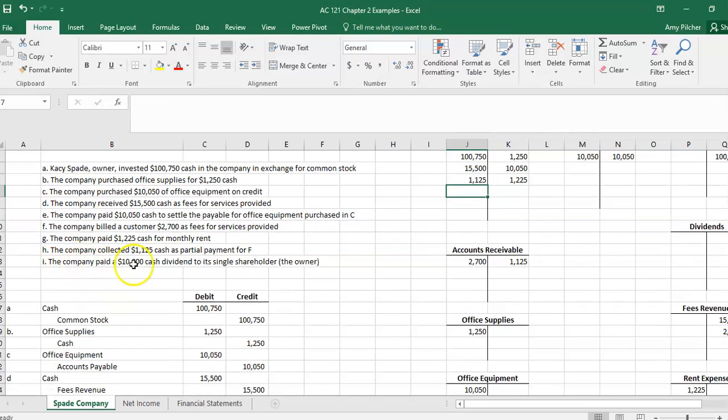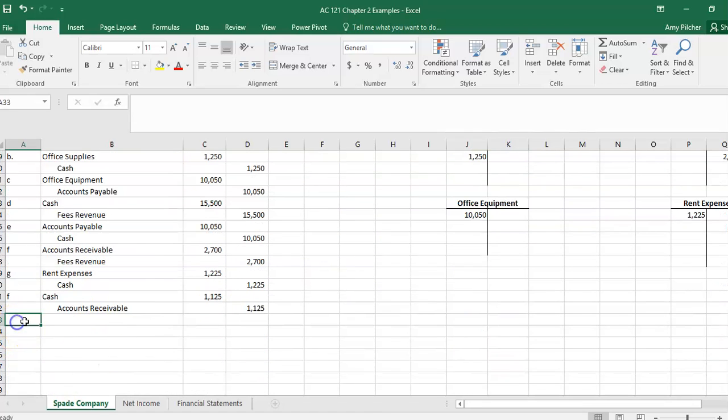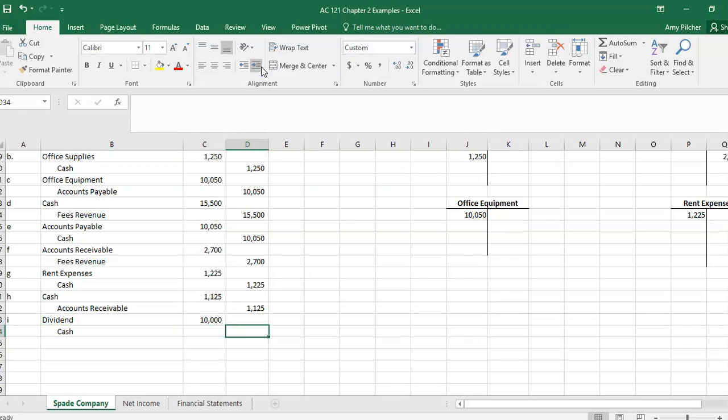Last transaction, the company paid a $10,000 cash dividend to its single shareholder. We paid cash out and we record a dividend. So we debit dividend for $10,000 and we credit cash for $10,000.